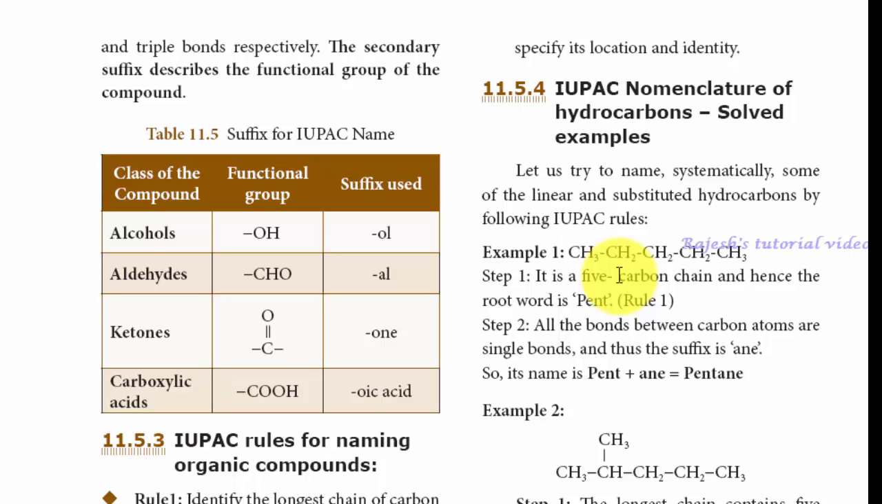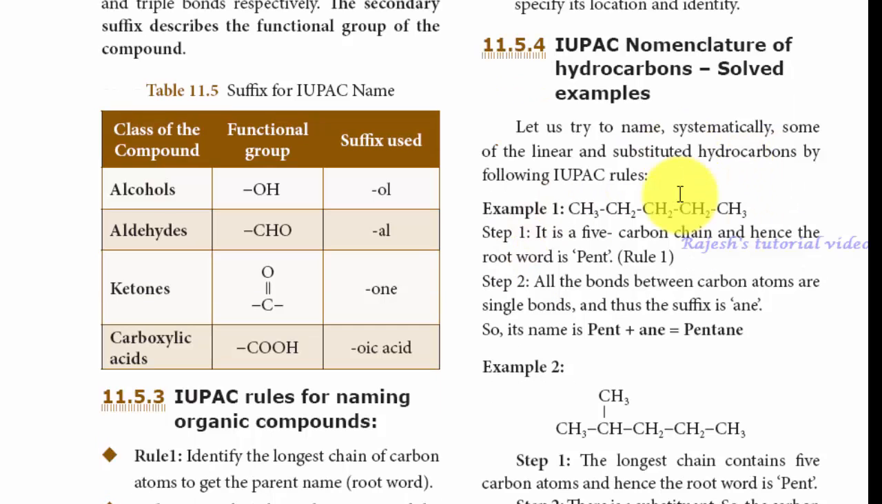You have solved problems in your book which can just be looked into. First example: it is a 5 carbon compound chain. So the root word is pent, and all the bonds between the carbons are saturated, single bonds. So the primary suffix is ane, so the compound is pentane.